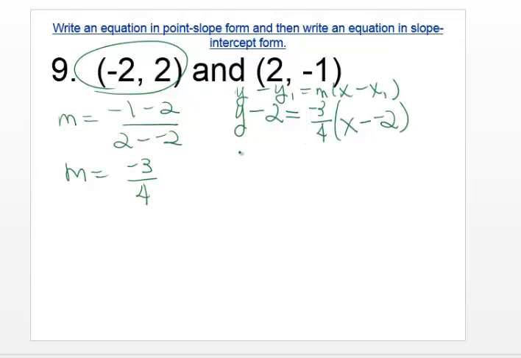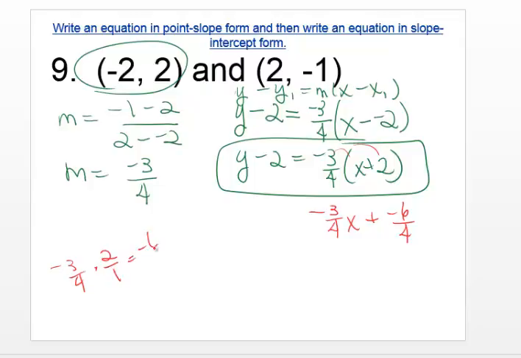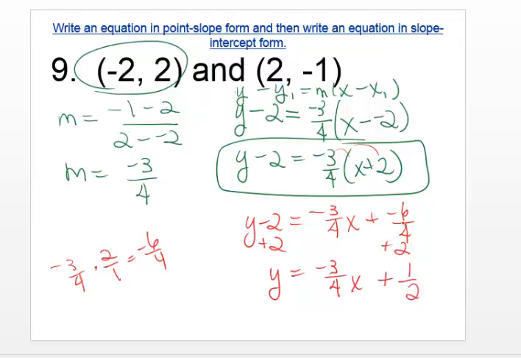This is point slope form. I could simplify it to be negative 3/4 times x plus 2. In order to come up with slope intercept form, I'll distribute, which gives me negative 3/4 x plus negative 6/4. Because I'm multiplying negative 3/4 times positive 2 over 1, which is negative 6 over 4. When I add 2 to both sides, I end up getting y equals negative 3/4 x plus, this would be 1/2 because that's negative 1 and 1/2.